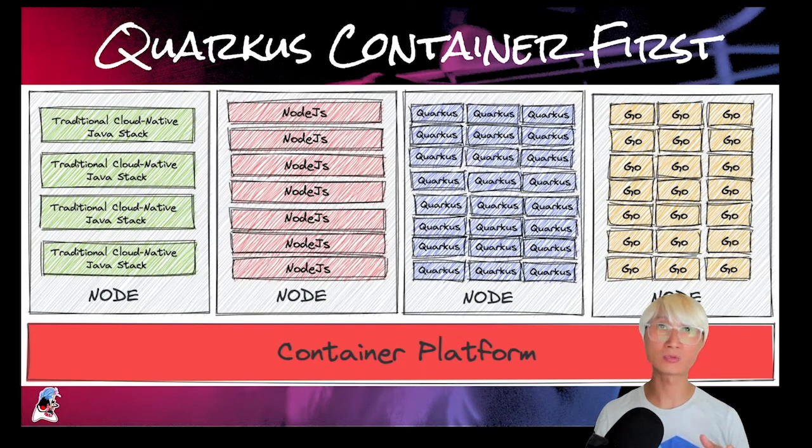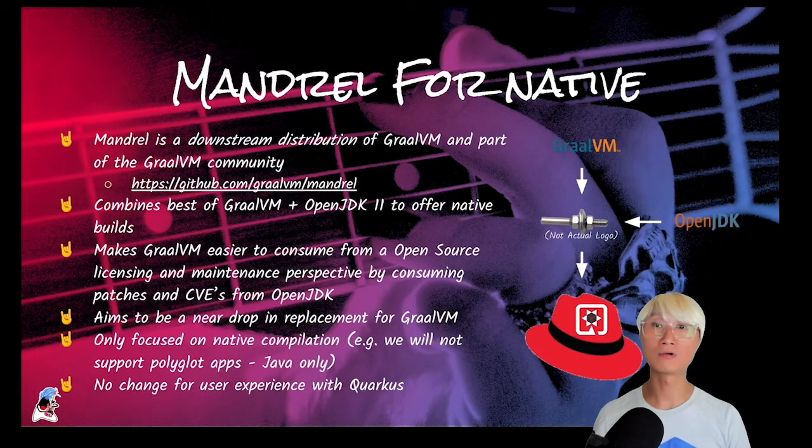And then the interesting part is the third worker node, which is a Quarkus native executable, which has almost the same density as Golang. So this is totally a game changer for dealing with memory and resource consumption on container technology with Java applications. Then here's a quick look at how Quarkus supports native executables.